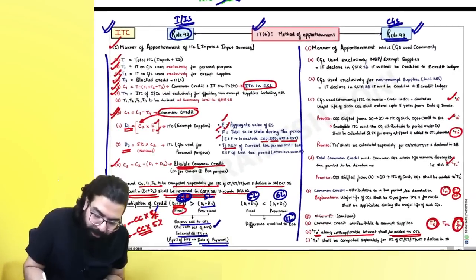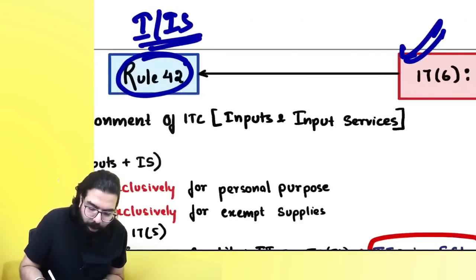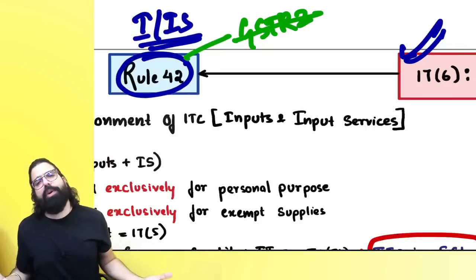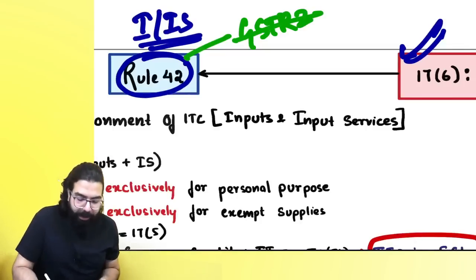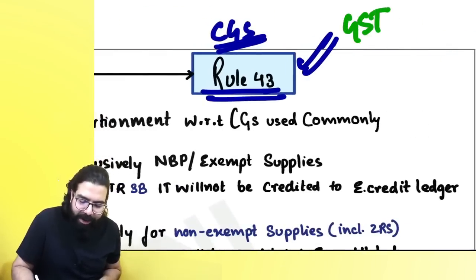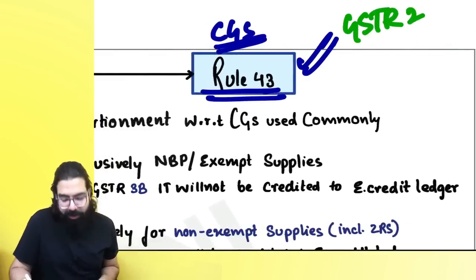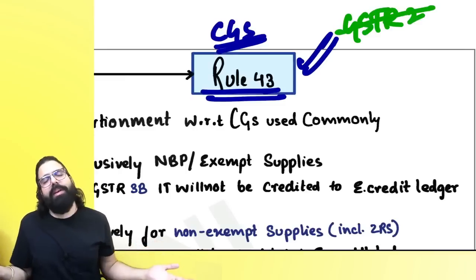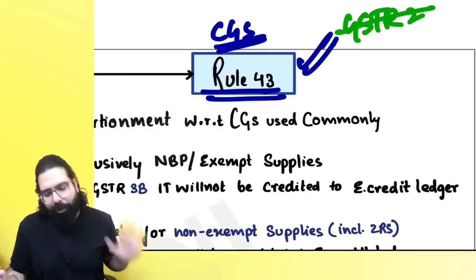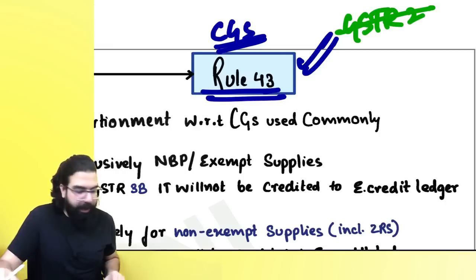Remember, in rule number 42 and 43, there is no amendment. Only one reference to GSTR2 was there, because GSTR2 is deleted, so the reference also has been deleted. Nothing from the exam point of view. Chalo, everyone, let's go ahead.